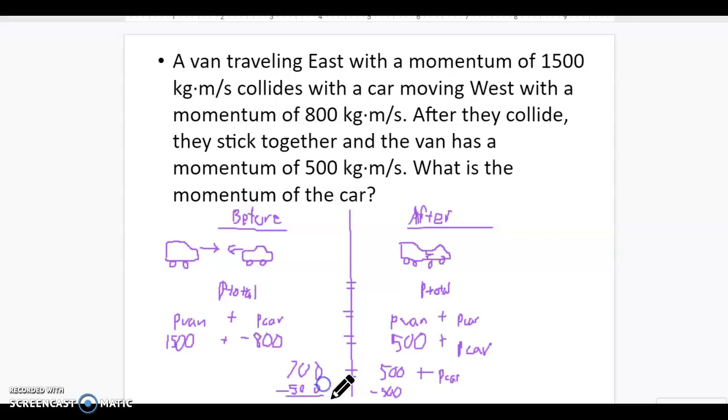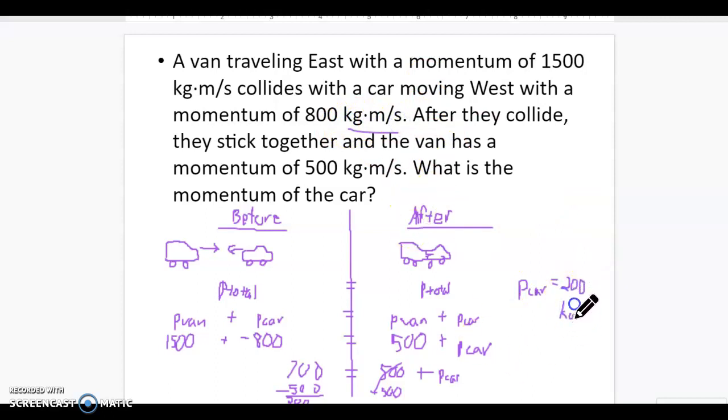Again, writing with the mouse, not that fun. But on this side, the 500s go away. On this side, I have 700 minus 500, I get 200, and it's kind of squeezed in here at the bottom. But in the end, what I really end up with is that the momentum of the car is equal to 200. My units, because this represents a momentum, are just kilogram times meters per second.